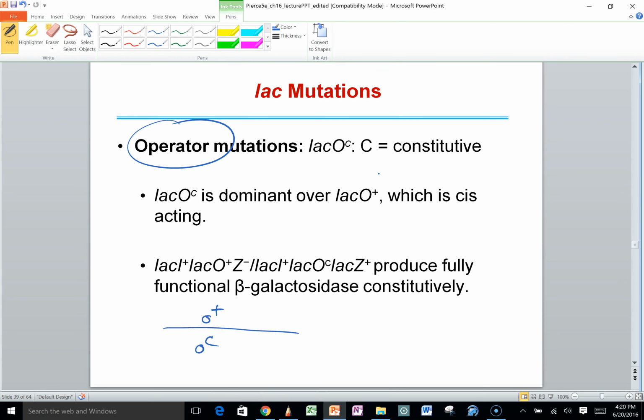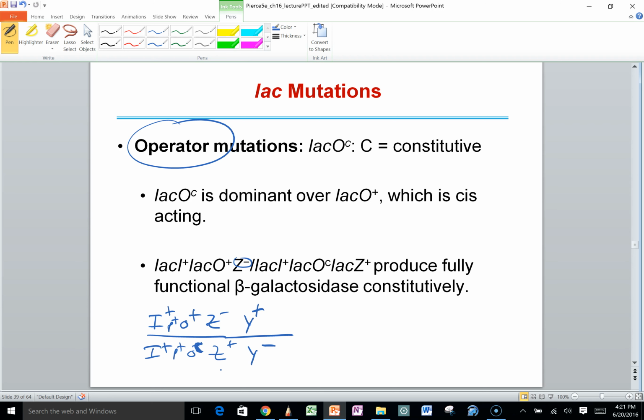So an OC is a constitutive mutant. So let's put Z plus here and Z minus here, and Y plus here and Y minus here. Let me make sure I have it the same way they have it. Alright, so if we write out the full genotype, we're going to have I plus, O plus, Z minus, so that's this. We're going to put that over I plus, we got a normal promoter, normal this. Put Z plus down here, but now we're going to put this constitutive operator next to Z. And I'm going to make it a little bit better, and we're going to put Y plus up here and Y minus down here.